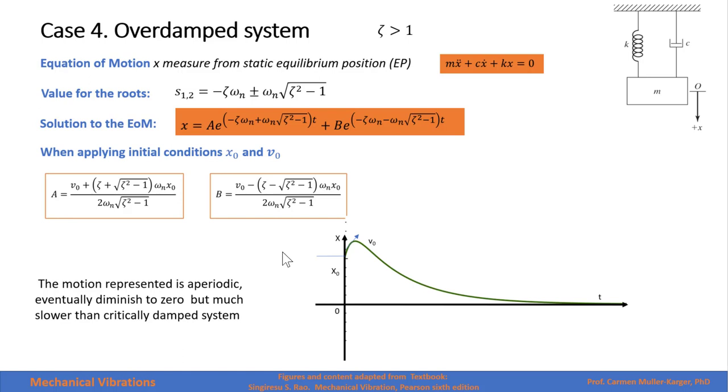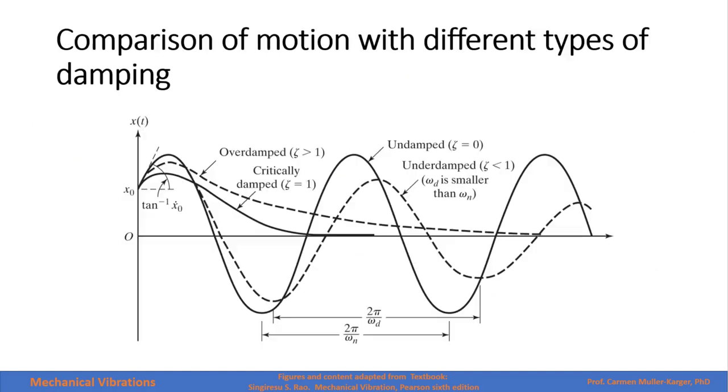When we plot this equation, we get that the motion represents an aperiodic function, and eventually this moves to 0, but much slower than a critically damped system. Those doors that have a mechanism that closes the door very slowly are an overdamped system. Also, the suspension of certain cars or public transportation represents an overdamped system, where we arrive to a stop smoothly, going to the equilibrium position.